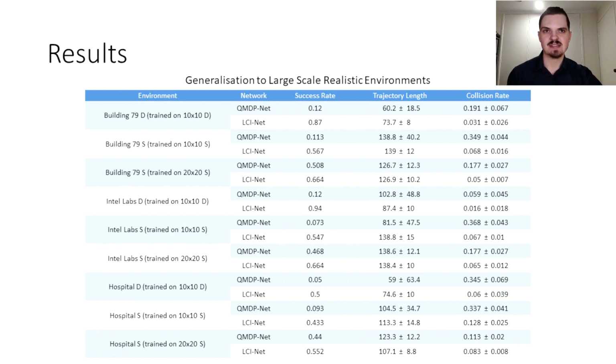Our results demonstrate that LCI-Net, despite representing only a relatively small change in the network architecture of QMDP-Net, is able to deliver significant increases in performance and efficiency. A summary of key results is shown. Replacing only the forward propagation component of QMDP-Net with LCI-Net improves its generalization capability by a factor of up to 10, as well as giving rise to consistent improvements in success rate and collision rate across a wide variety of domains.